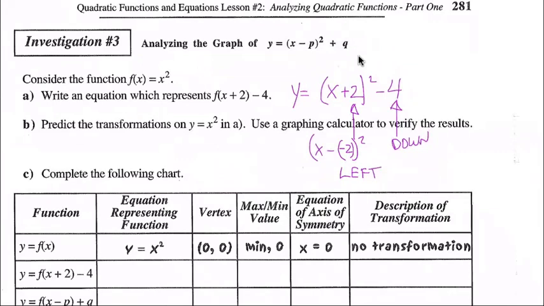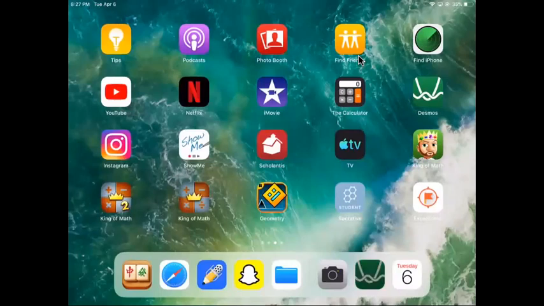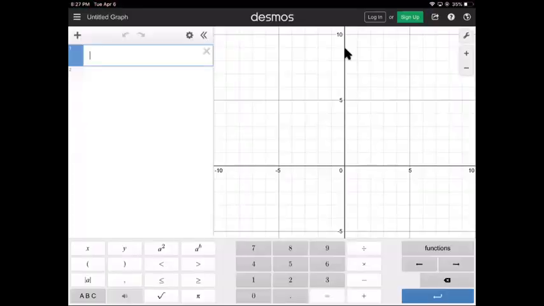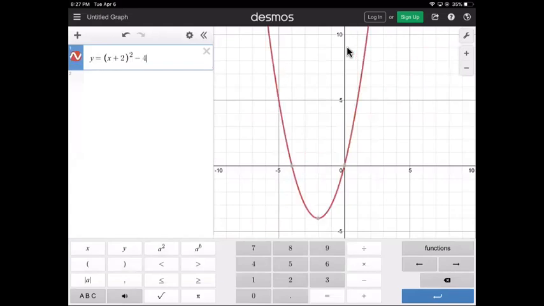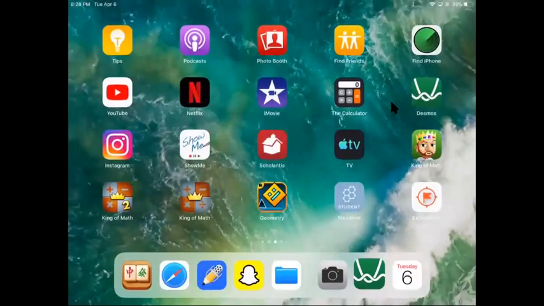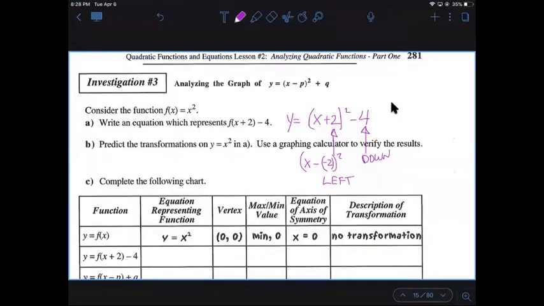So let's check that on Desmos. x plus 2 minus 4. Checking this on Desmos, I'm going to go y equals bracket x plus 2 and bracket squared minus 4. Look at that. Our vertex moved 2 units left, 4 units down. Every point on that parabola actually moved 2 units left, 4 units down. And we'll do some work with moving a parabola around using Joe average parabola. So back to our notes.